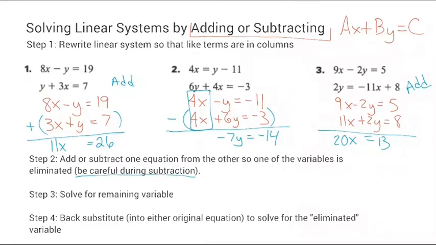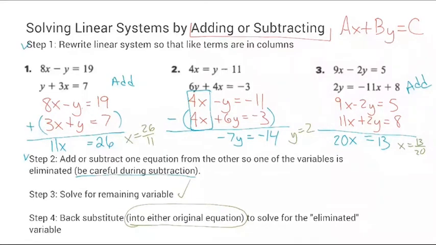So for these problems, I have done the first two steps. And once you do the first two steps, you are just going to solve for whatever variable is left. In this case, I'm going to get x equals 26 elevenths. In this one, I'd get y is equal to 2. And on this one, I'd get x equals 13 twentieths. Once you're done with step three, you're going to back substitute into either original equation, and then you'll solve for the other variable. Okay, the examples that I'm going to do the whole process on should not end up with really messy fractions all the way through.